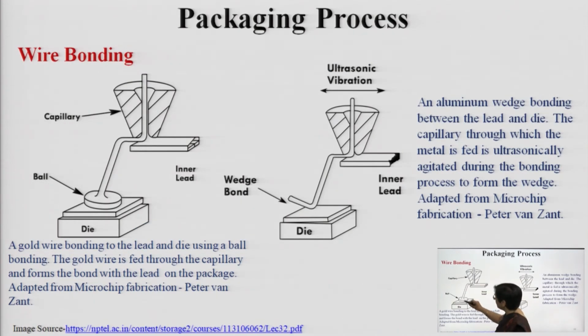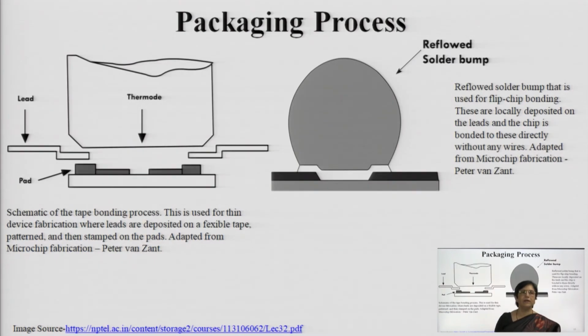This is the chip, this is the die, and you have a ball mounted on it, and through that you are making the connection to the inner lead. This is the gold wire bonding to a lead, and this is called ball bonding. The gold wire is fed through the capillary, and through the capillary it forms the bond with the metal lead on the package. This is how your bonding will be created.